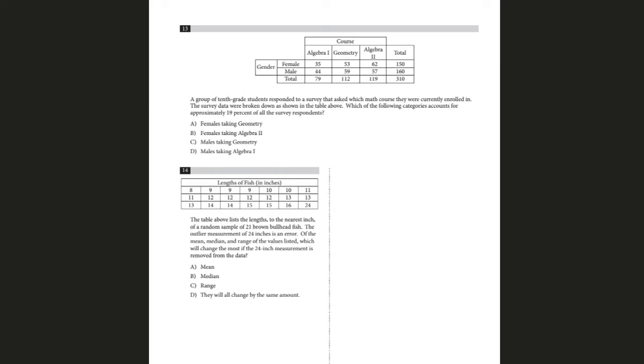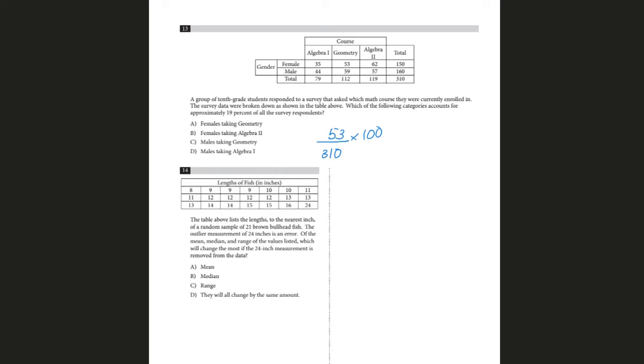So females taking geometry is 53. So 53 upon the total number, and you multiply that by 100 and you get the percentage. This is basically 17.09, so A is not the answer. Then we have B, females taking algebra 2, so 62. That's 20, still not quite it.